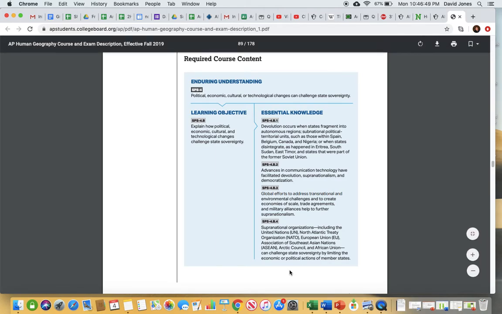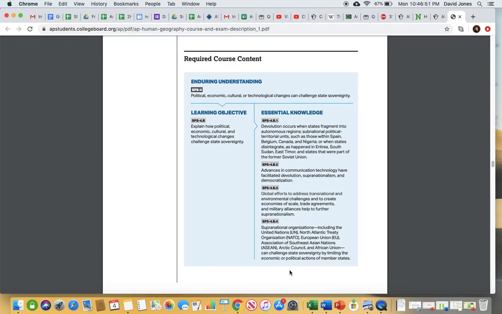Sometimes a state may not necessarily have to act in their own interest. They have to act in the group interest. Okay, and that can be a challenge to sovereignty. And then 3 there, which I kind of skipped over. It says global efforts to address transnational and environmental challenges and to create economies of scale, trade agreements, and military alliances. So let me talk about 2 of those terms there real quick.